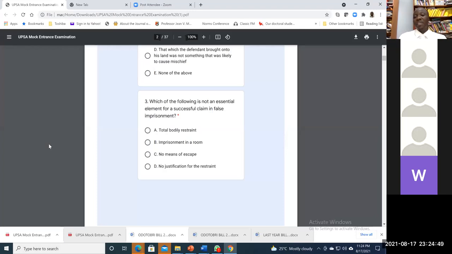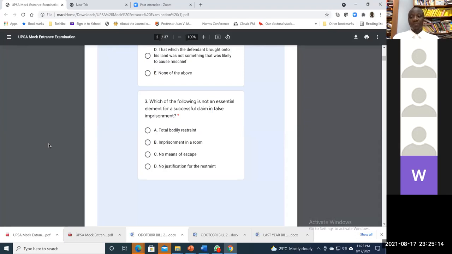You go for imprisonment in a room, right? So B will become the most suitable answer, because you don't need to put someone in a room only before you can talk about false imprisonment. Otherwise, you are telling us that whenever you have not been able to confine a person in the room, then you don't have false imprisonment.